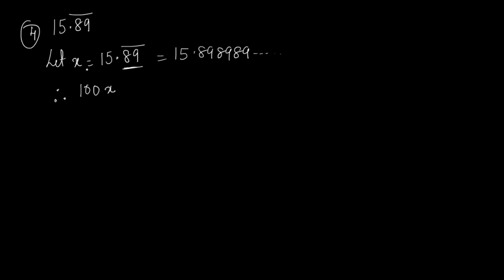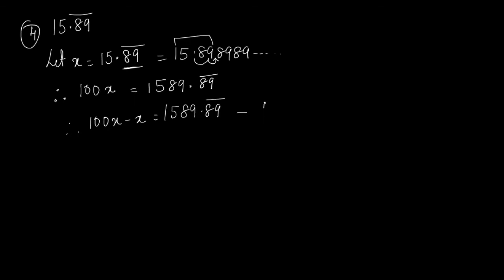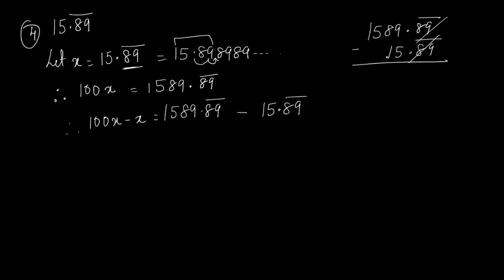So therefore if I multiply this by 100, now see, the decimal place was originally here. So now it is shifting 1, 2. So now what number should I get over here? 1589.89 bar. Now I subtract, therefore 100x minus x is equal to 1589.89 bar minus 15.89 bar. So let's do it over here. 1589.89 bar minus 15.89 bar. So 8989 gets cancelled.